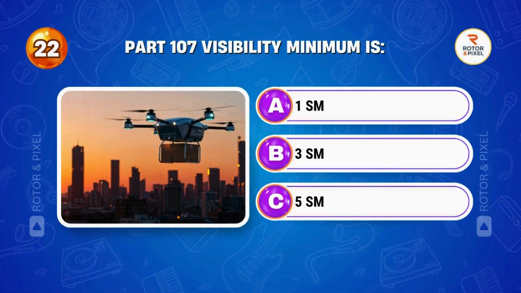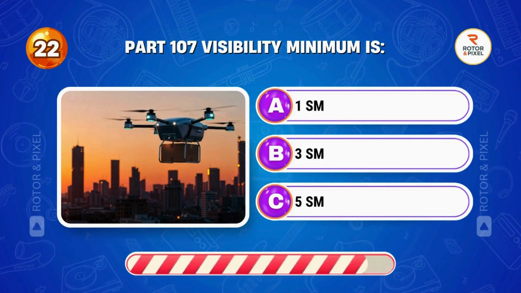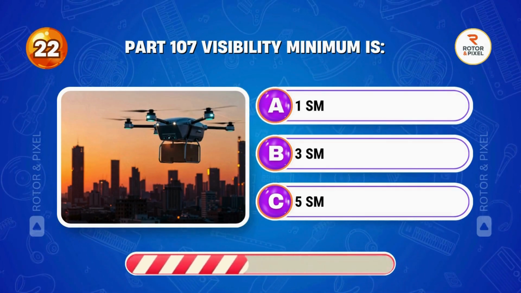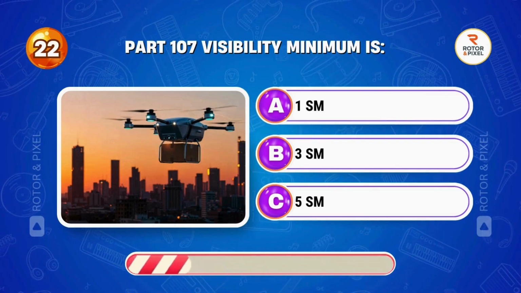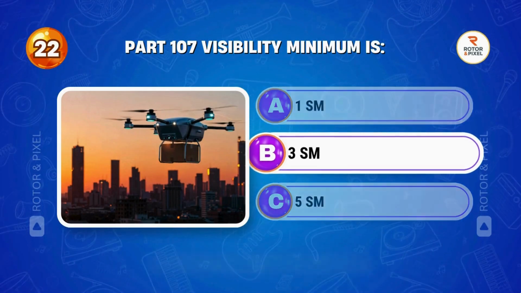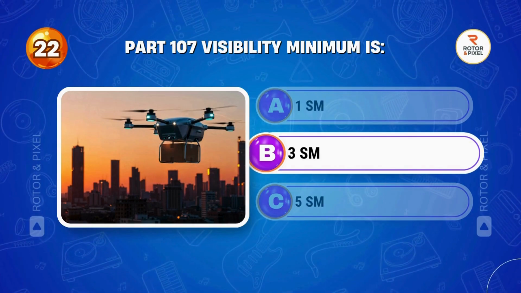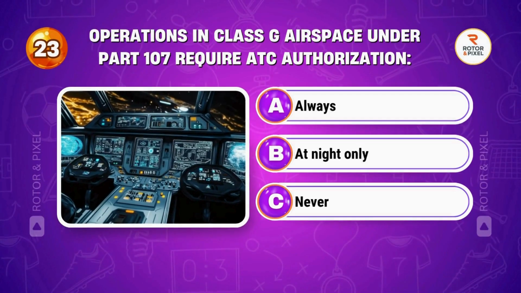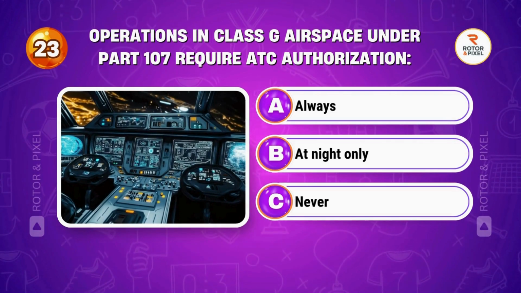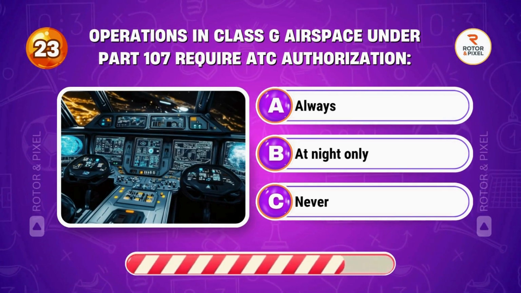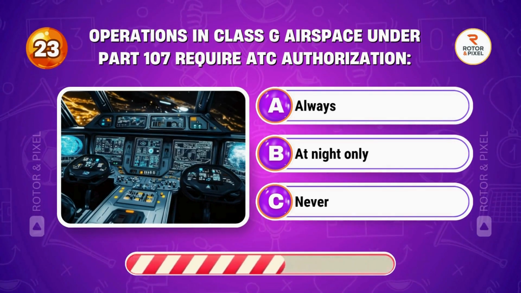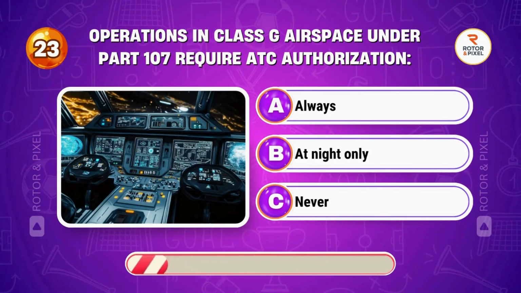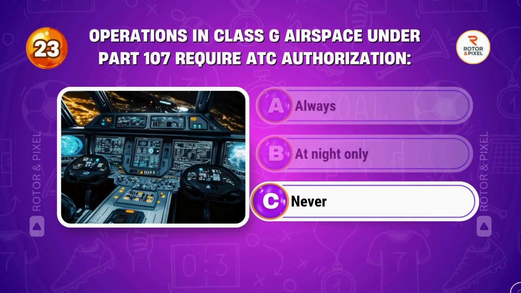Part 107 visibility minimum is Answer B, 3SM. Operations in Class G airspace under Part 107 require ATC authorization. Answer C, never.